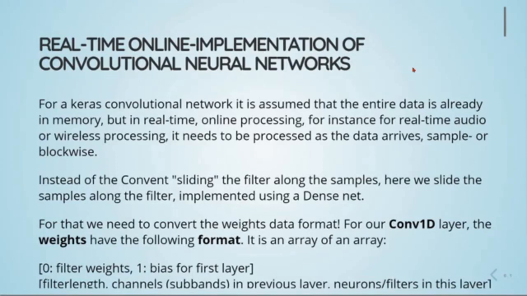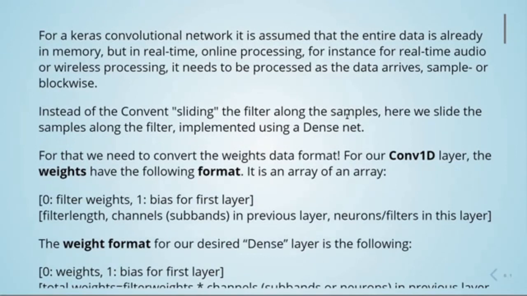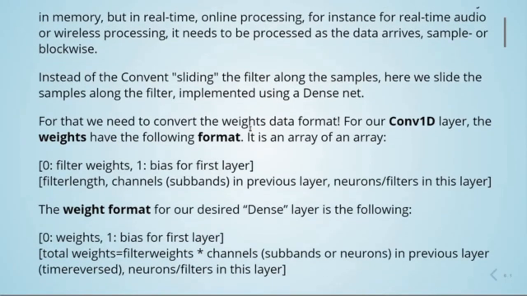Instead of the ConvNet sliding the filter along the samples, here we slide the samples along the filter, implemented using a dense net. For that, we need to convert the weights data format. For our Conv1D layer, the weights have a certain format. It's an array of an array. 0 is the filter weights, 1 is bias for the first layer, and then we have filter length, channels or subbands in previous layer, and neurons or filters in this layer.